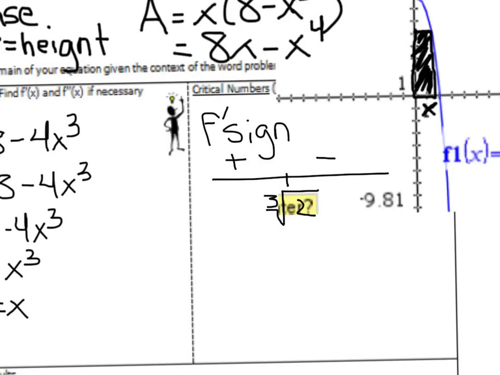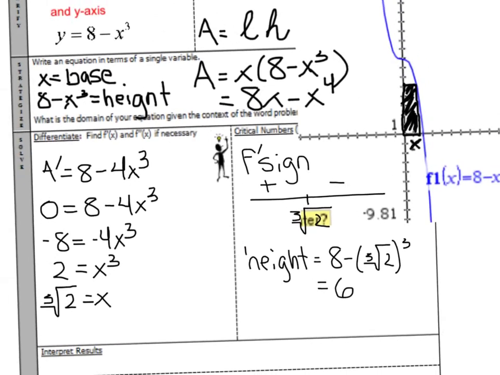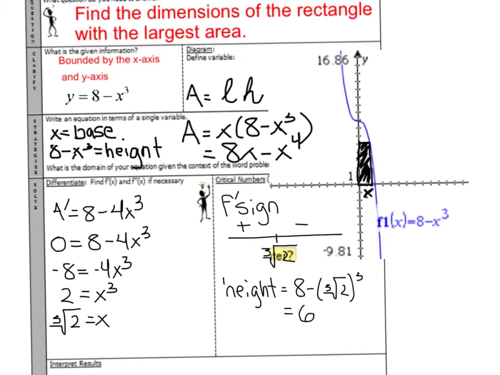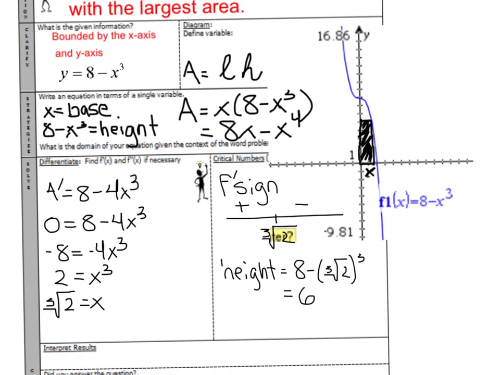So if that is the base, then the height will be 8 minus the cube root of 2, cubed, which is 2. So 8 minus 2 is 6. Now 6 what? What were the units of this problem again? The units were, whoa, I don't know the units. So if units are not given, I do not have to express my answer in units. So height is 6. Whoops, I have to switch back to pen mode. Height is 6. And then the base is the cube root of 2.